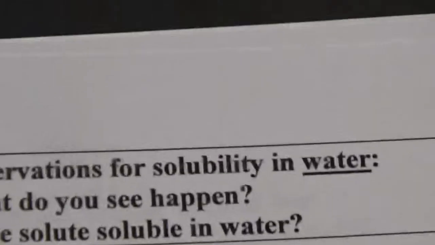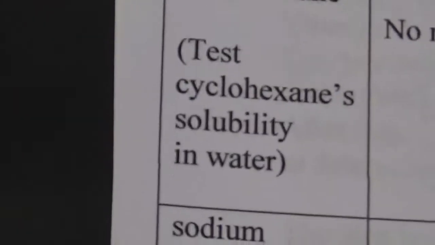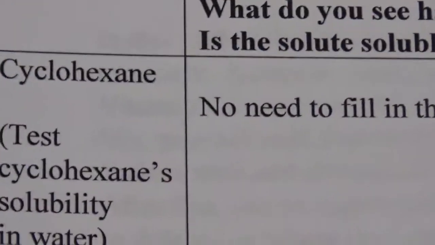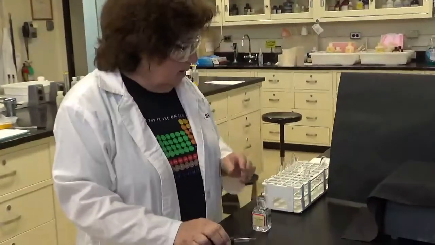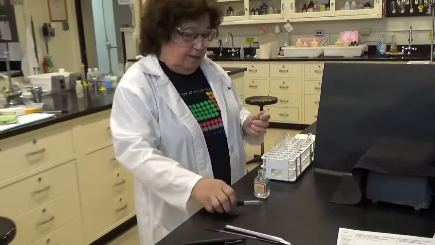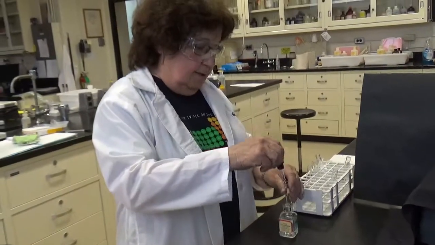All right, so if you look on your data sheet, you're going to be making descriptions of what you see. And we're going to start with using cyclohexane as a solvent. And I have a test tube here. I'm going to put some cyclohexane in it.